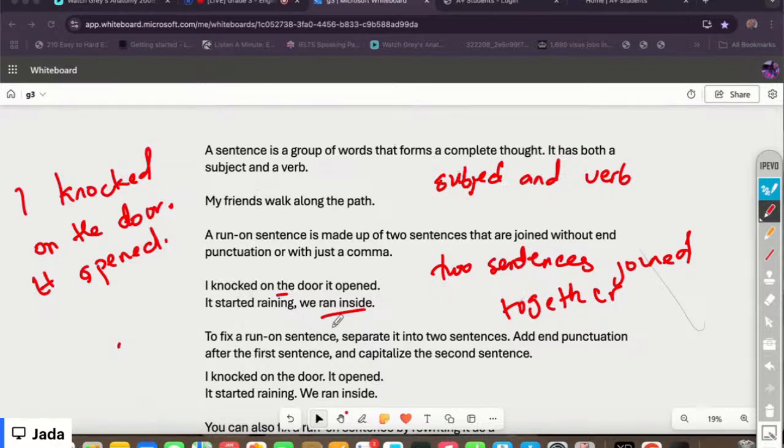So to fix a run-on sentence, you have to separate it into two sentences. You separate them and add an end punctuation. If the end punctuation is supposed to be a period, you put a period. If it's supposed to be a question mark, you put a question mark. And after the first sentence, capitalize the second sentence.